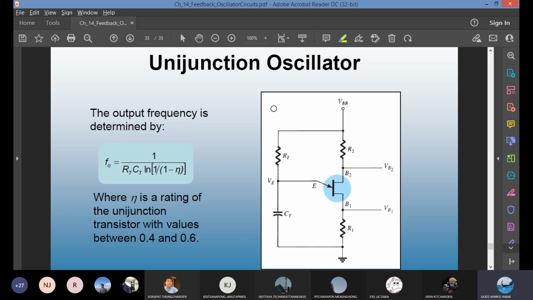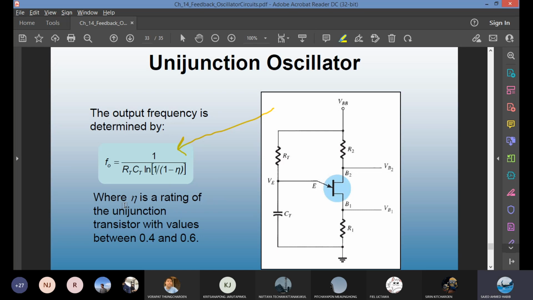The output frequency is given by this formula, 1 over RTCT and natural log of 1 over 1 minus eta. That's the Greek symbol, I think it's called eta. It is called the intrinsic standoff ratio. The value is between 0.4 to 0.6. It's a rating of the unijunction transistor.